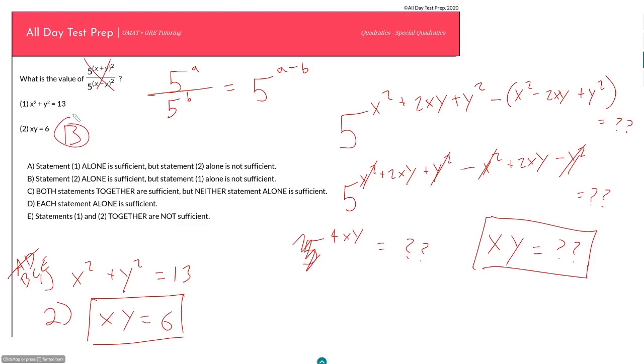So let's take a look now at difference of squares in the next video.